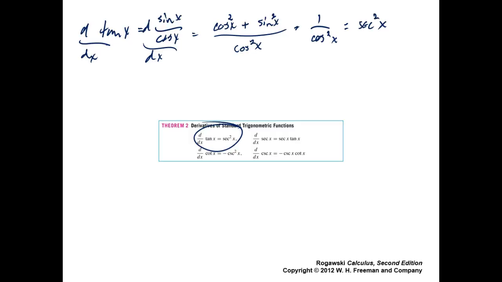Now, secant x. Tell me what secant x is again. Let's see, I don't think they proved this one. I think there's a reason for it.